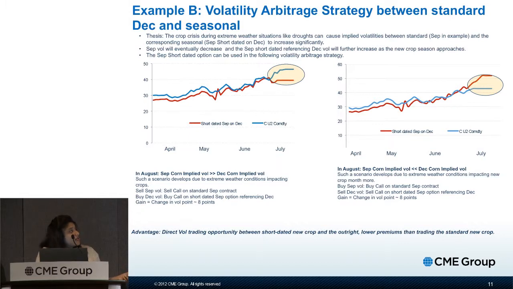The same thing can be reversed. In an extreme disaster situation damaging crops, if your new crop is impacted more than your CEP standard, then the reverse situation happens, and this also creates an arbitrage opportunity. And this is something that was very popular with the prop trading community this year.